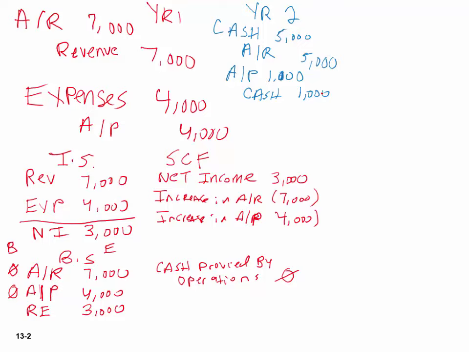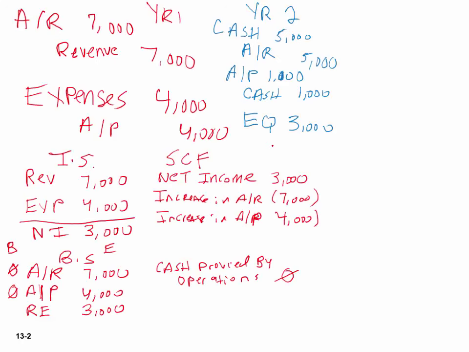Okay, let's say that we go ahead and we decide to invest in some equipment. So we buy equipment that's worth $3,000. If we buy equipment that's worth $3,000, we're going to do what? Debit equipment for $3,000 and credit cash for $3,000.